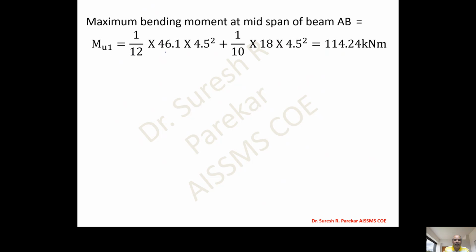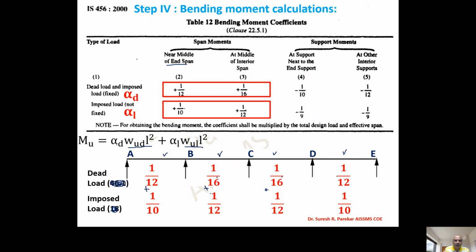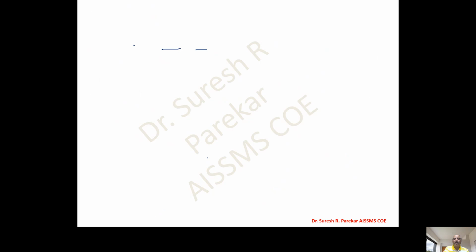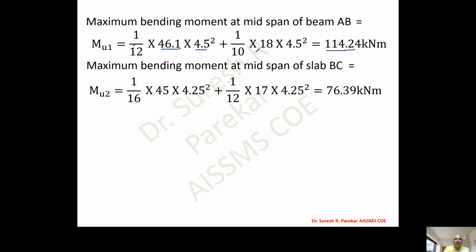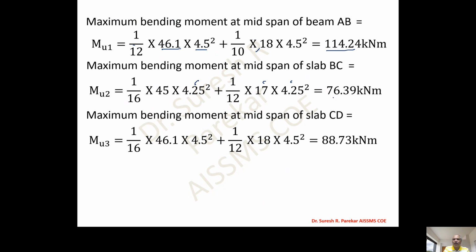Now the dead load for AB we have 46.1, and span we have 4.5. So here, you can see we have 1 by 12 and 1 by 10. So two only we have, 1 by 12, 1 by 10, which will be end, and interior we have 1 by 16 and 1 by 12. So now we will go here: 1 by 12, 46.1 into 4.5 square, plus 1 by 10, 18 into 4.5 square. So 114.24. For BC, 1 by 16 and 1 by 12, values we have different, WUD and span also, then WUL and span also. So 76.39.